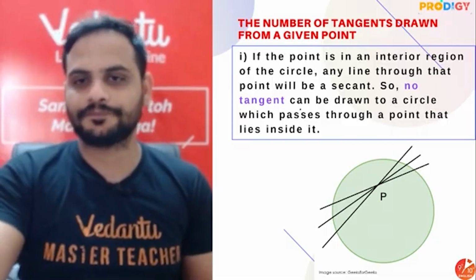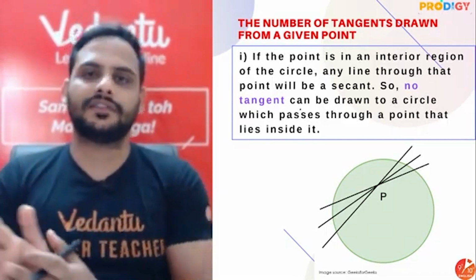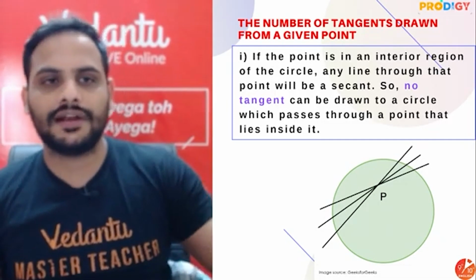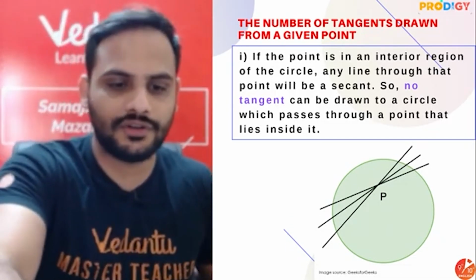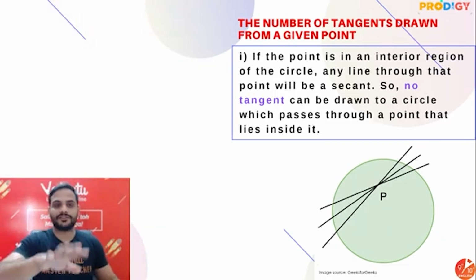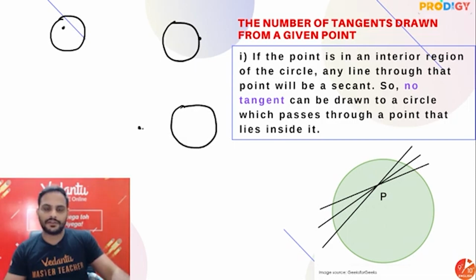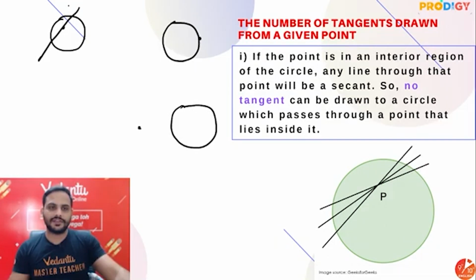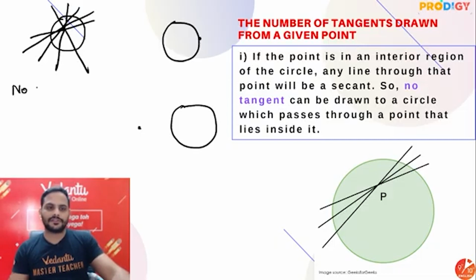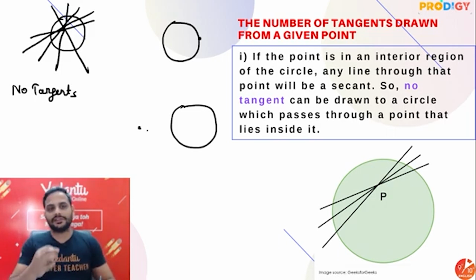So there are three cases. If you remember, last class I told you that with respect to a point and a circle, there are three possibilities. One is the point is inside the circle, the other is the point is on the circle, and the third is the point is outside the circle. Now when the point is inside the circle, you cannot draw any tangent. So in this first case there are no tangents.